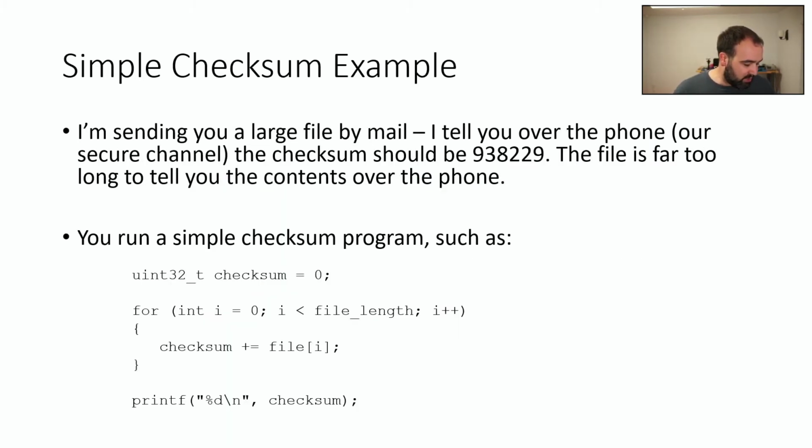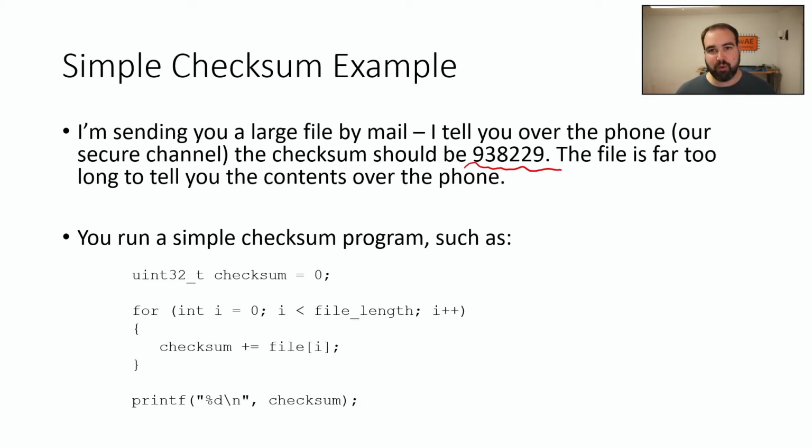So as an example, let's say I'm trying to send you a file and it's a big file. I can't read you the whole thing over the phone. And I'm using the phone because that's our trusted mechanism, right? You can hear my voice. You know what I sound like. So if I tell you over the phone, there's a checksum program, run the program, and the result should be 938229. And you use the same checksum program.